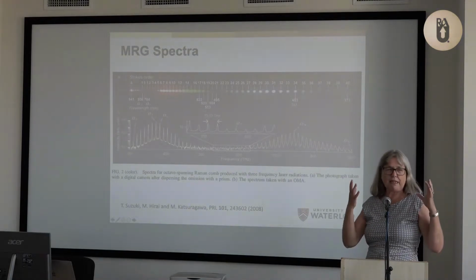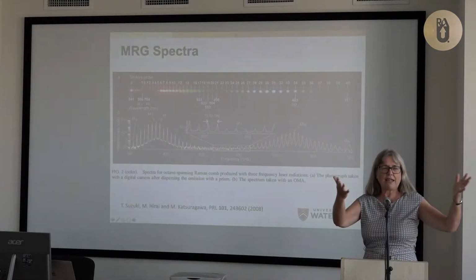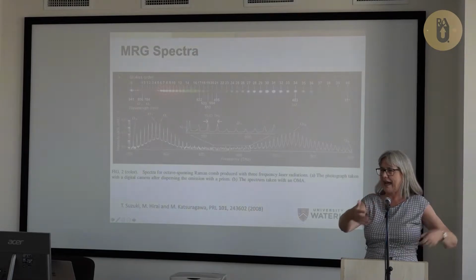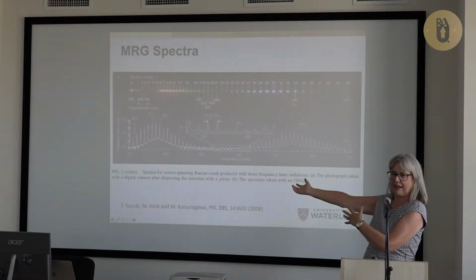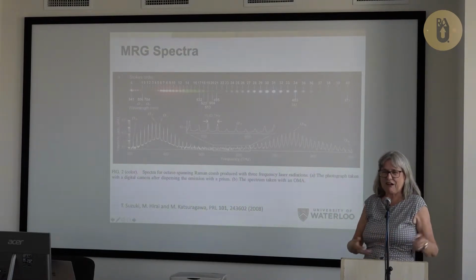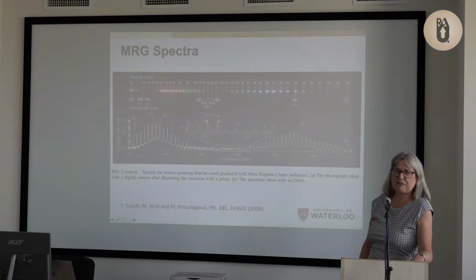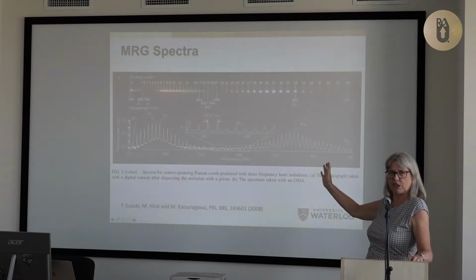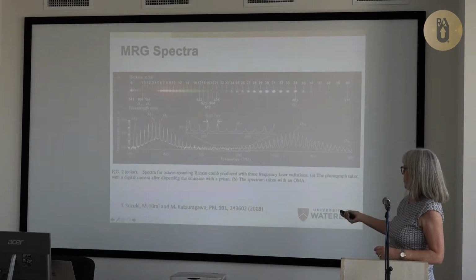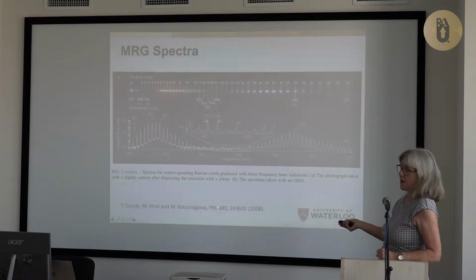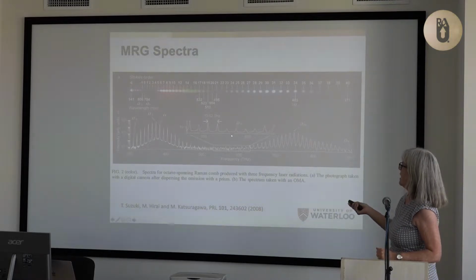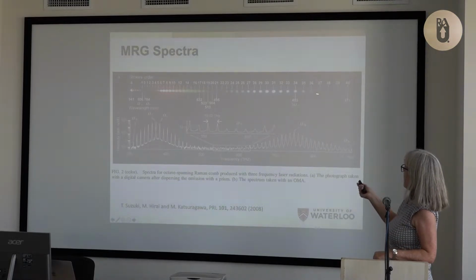It's sort of like also being like Goldilocks. Mode locking doesn't quite get us short enough. Attoseconds gets us really short. I want to be somewhere in the middle, not too hot, not too cold. So it's multi-frequency Raman generation. This is my favorite MRG spectrum out there. It's from Masayuki Katsuragawa in Japan. And I'm just going to show this beautiful, beautiful spectrum and how we got it.